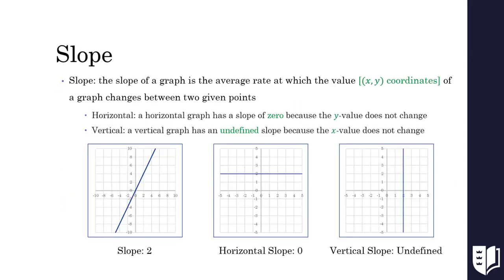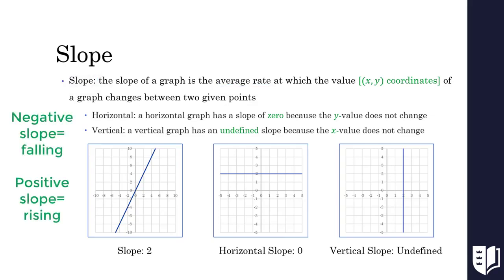Now that we know what our surface looks like, let's learn about reading graphs. We need to be able to describe each graph's slope, symmetry, and shifts by examining how it's plotted. The slope of a graph is the average rate at which the value of a graph changes between 2 points. Slope can be negative or positive depending on if the graph is rising or falling.